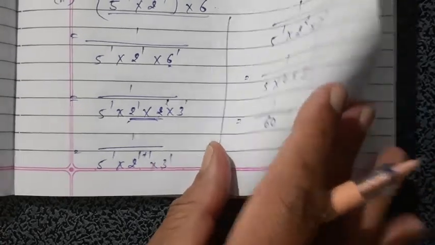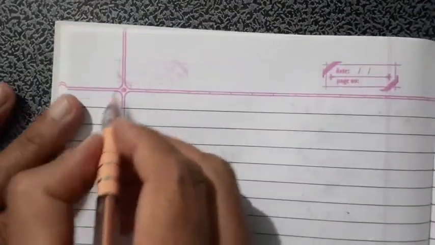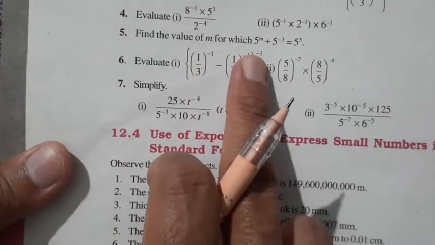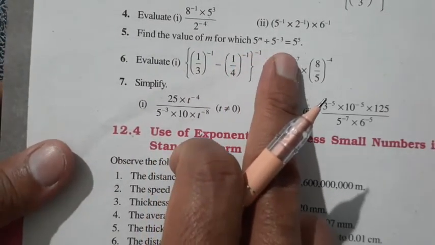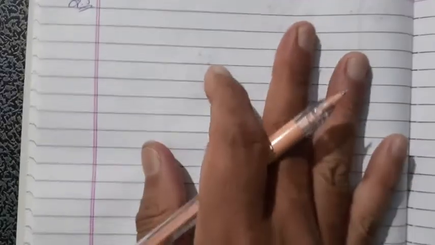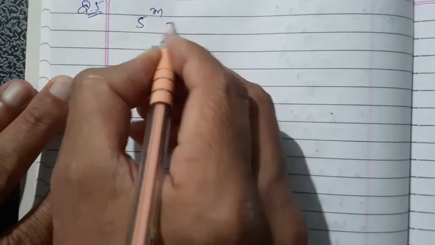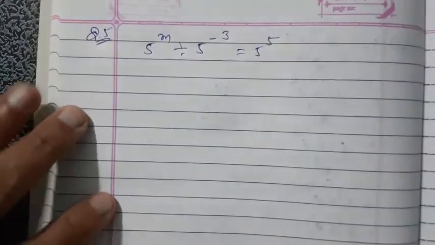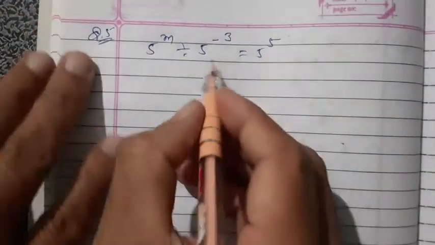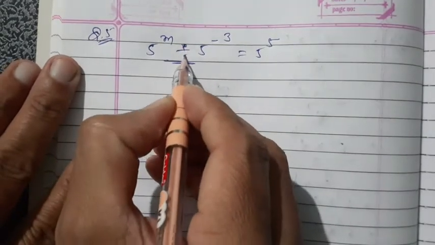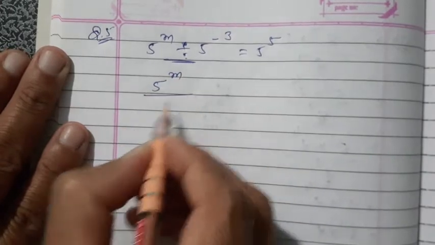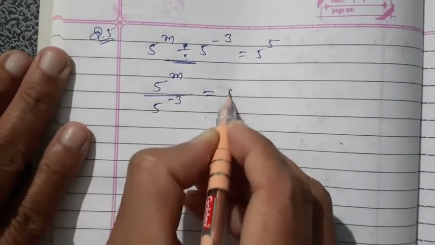Okay. Now question number 5. What is the question? Read. Find the value of m for which 5 raised to m divided by 5 raised to minus 3 equal to 5 raised to 5. Just find out the value of m. Okay. So look here. Here the sign of division is there. So we write down in fraction form, meaning division form. Raised to minus 3 equal to 5 raised to 5.